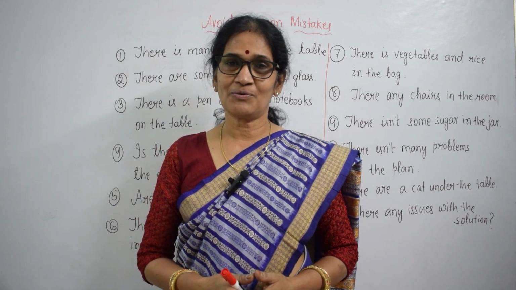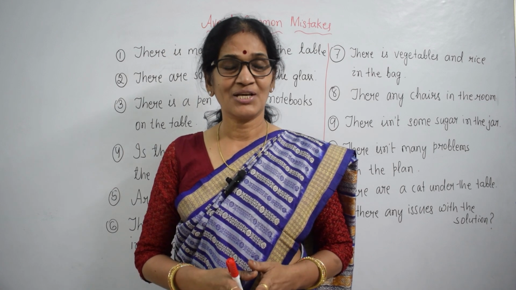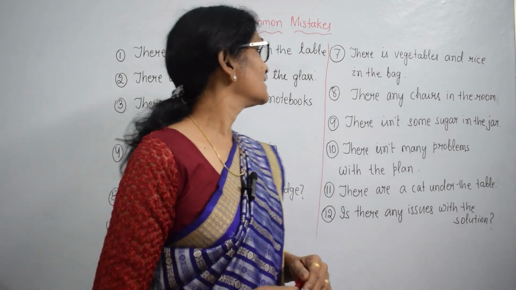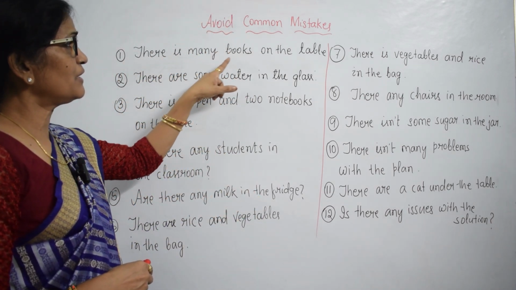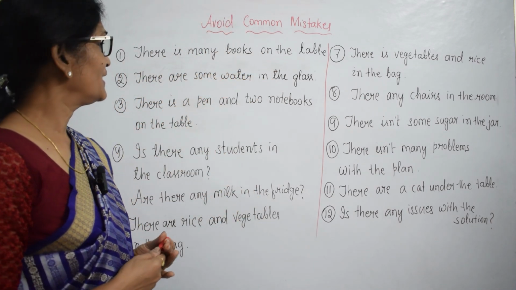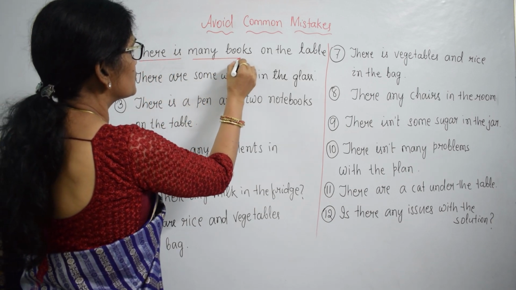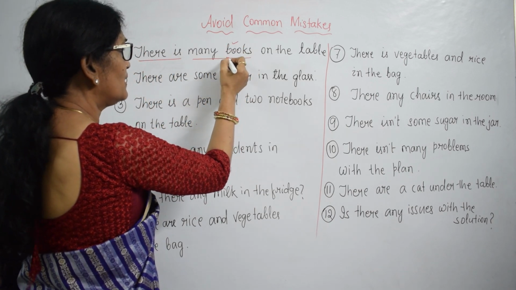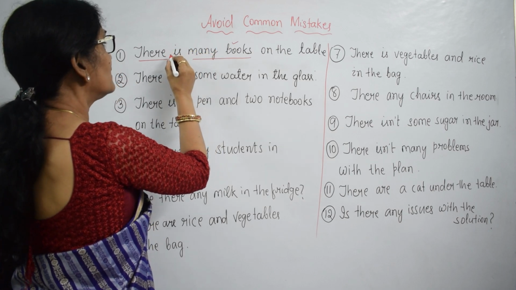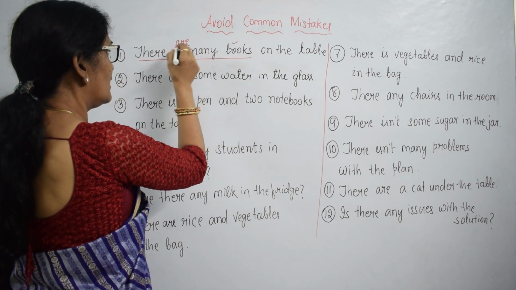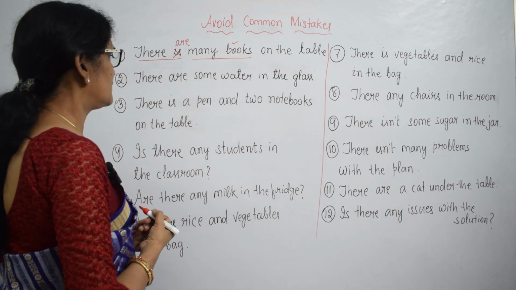Today's video is about how to avoid common mistakes when you use there is, there are. Okay? "There is many books on the table." Here, there is. The subject is many books, a plural noun. A plural noun is always followed by there are. So instead of there is, there are. There are many books on the table.